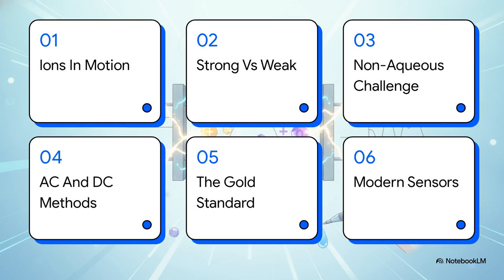Okay, here's our quick roadmap for the lab. First, we'll look at ions in motion. Then, compare strong versus weak electrolytes. After that, we'll tackle the non-aqueous challenge, followed by measuring conductivity using AC and DC. Then, we'll look at setting the gold standard and wrap it all up with modern sensors and applications.